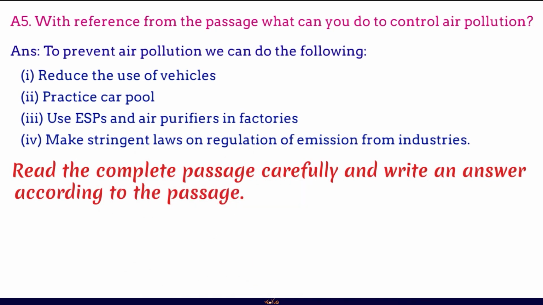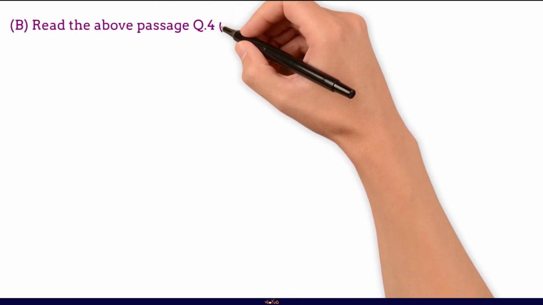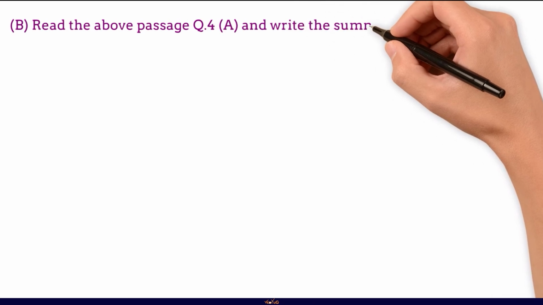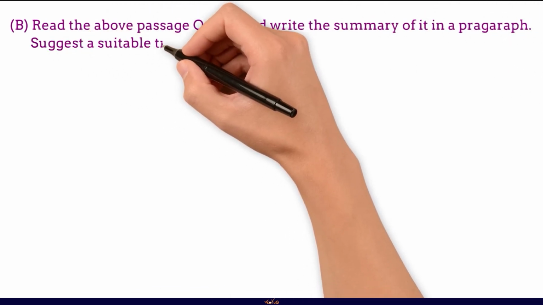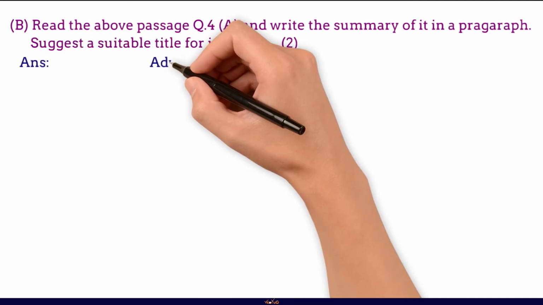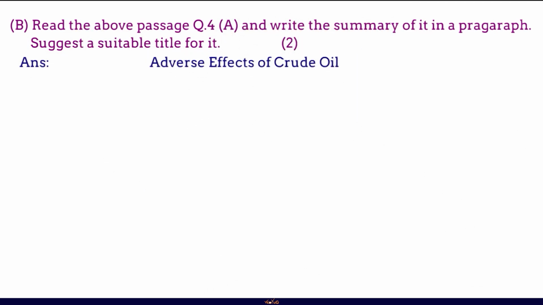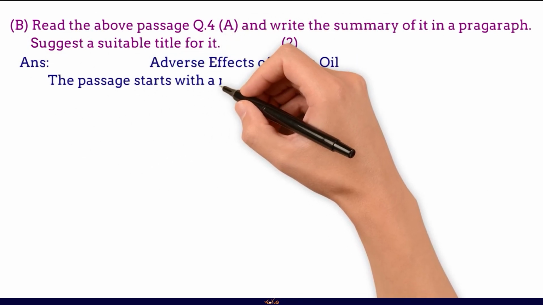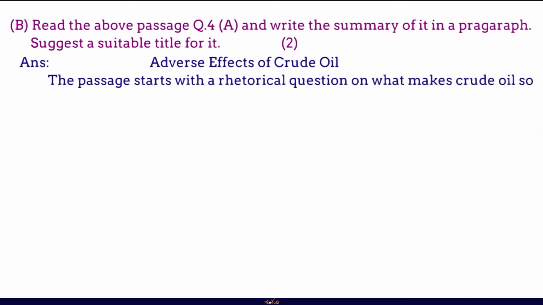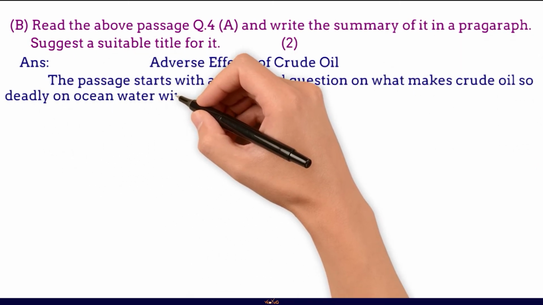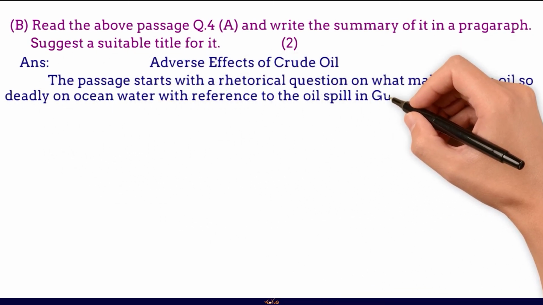Now moving to the next question, question B. Read the above passage, question number 4a, and write the summary of it in a paragraph. Suggest a suitable title for it. Answer is Adverse Effect of Crude Oil. This is the title. This passage starts with a rhetorical question on what makes crude oil so deadly on ocean water, with reference to the oil spill in the Gulf Coast war.